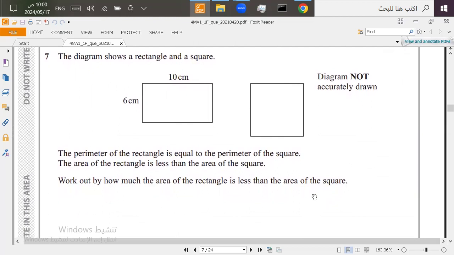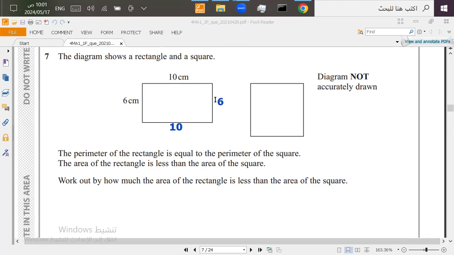Now, the first thing we have to do, we have to find the sides of the square. And then we're going to find the area of this rectangle and the area of the square and subtract them from each other. Now, let's first find the perimeter of the rectangle. As we say, the perimeters are equal. Because this one is 10, this one will be 10, and this one will be 6. Now, to find the perimeter, we're going to add the sides together.